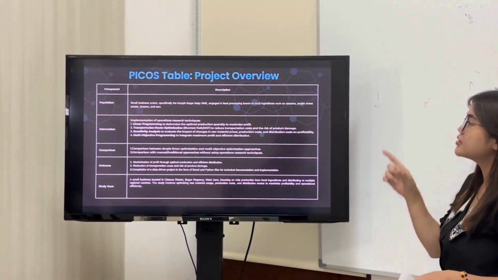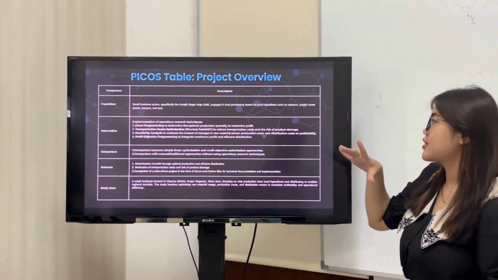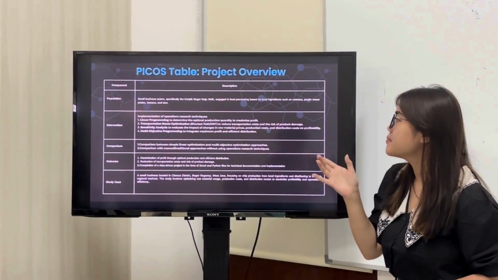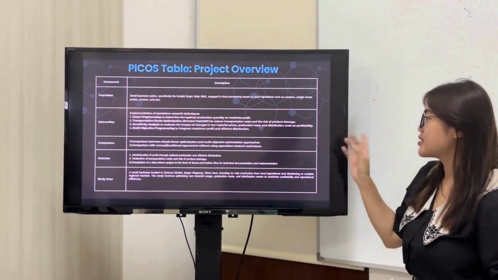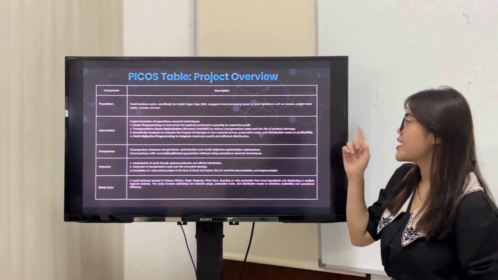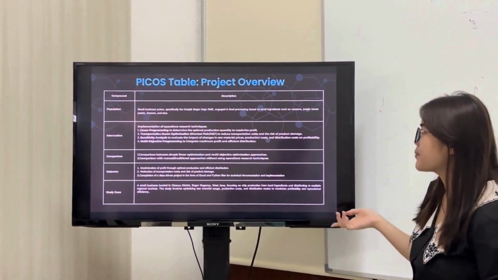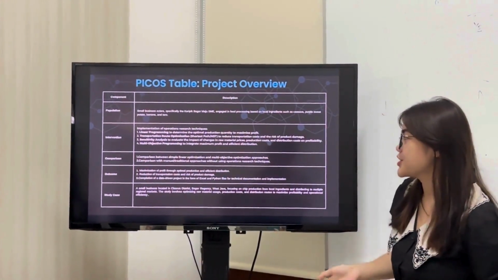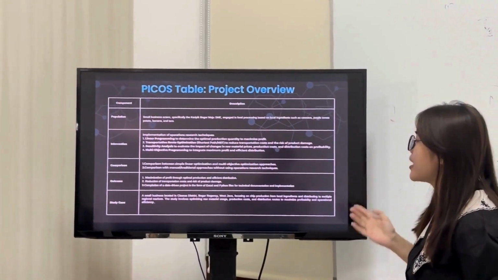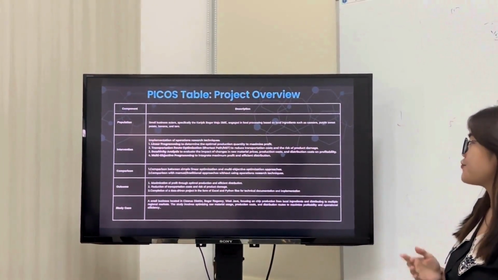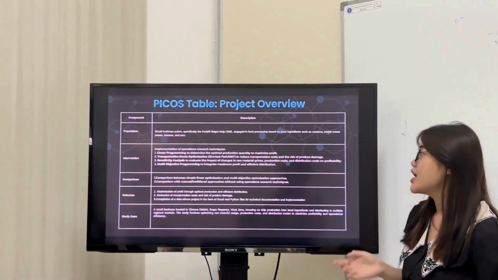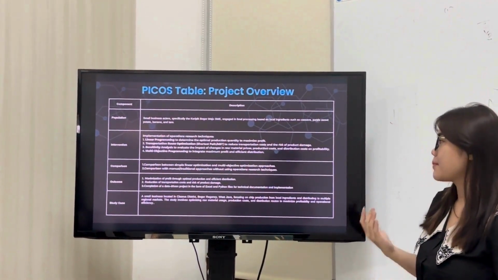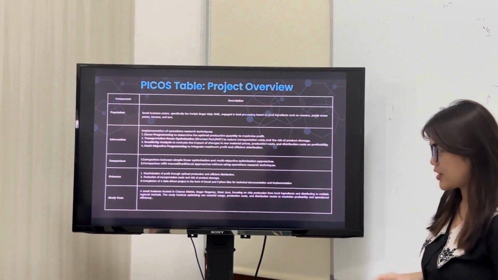So this table shows us the main topic using the PICOS framework. There is population: all small business actors, especially the Keripik Bogor Maju SME, engaged in food processing based on local ingredients such as cassava, purple sweet potatoes, banana, and taro.